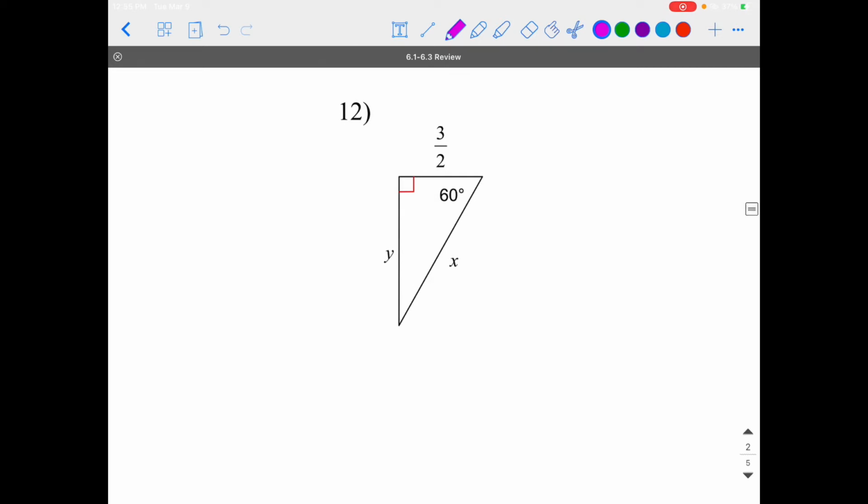Number 12, to find the hypotenuse, 3 over 2 times 2. That would be 6 over 2, which is 3. And to find the long leg, we multiply by square root of 3. So that's 3 radical 3 over 2.